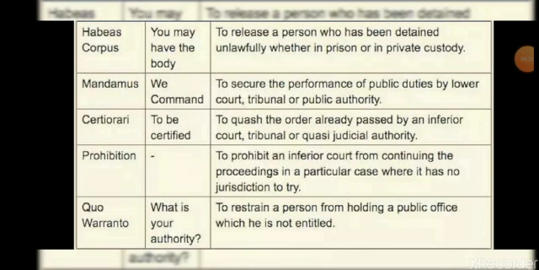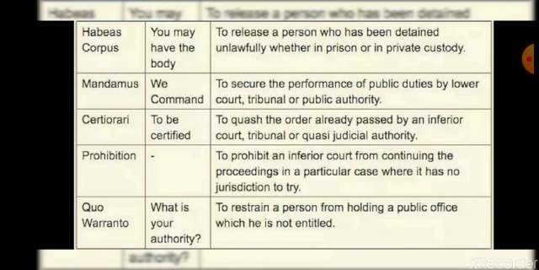In the end, I would like to summarize the different types of writs. Types of writ: habeas corpus, meaning you may have the body. Purpose of issue: to release a person who has been detained unlawfully, whether in prison or in private custody. Mandamus: we command. Purpose of issue: to secure the performance of public duties by a lower court, tribunal, or public authority.